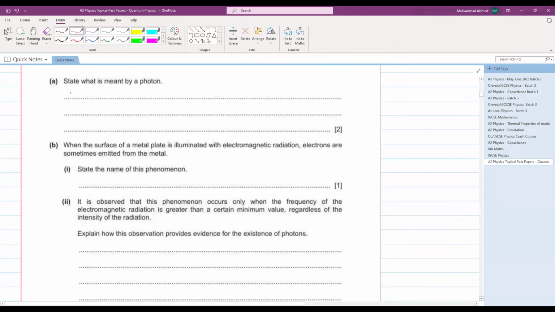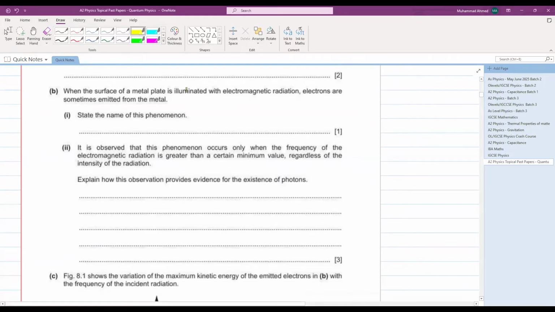State what is meant by a photon. Photon is a packet of energy of electromagnetic radiations. Let's see part B. When the surface of a metal is illuminated with electromagnetic radiations, electrons are sometimes emitted from the metal. State the name of this phenomenon. What is this phenomenon known as? Photoelectric effect. Simple as that.